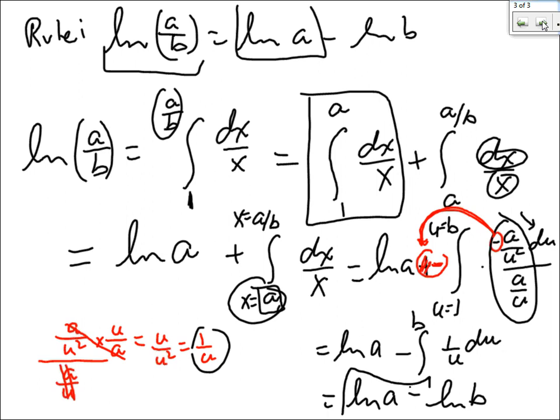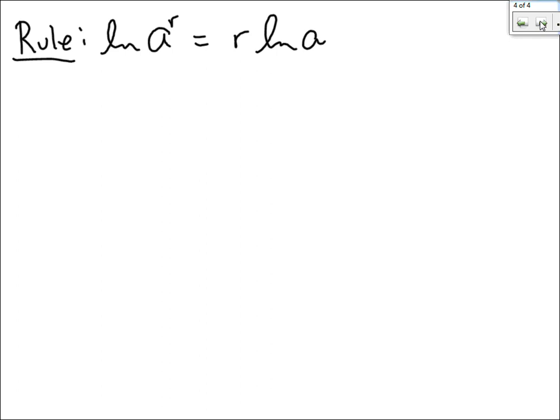So we're getting the right answer. Ln of a minus ln of b. Ln of a minus ln of b. That is what it says at the very beginning. Ln of a over b is ln of a minus ln of b. Now, there's one more rule that I would like to prove using logs. Ln of a to the r is r times ln of a.